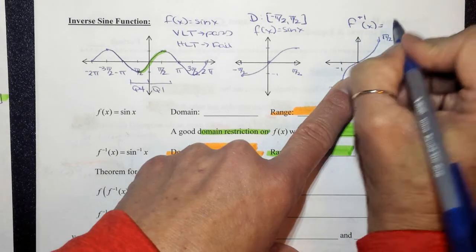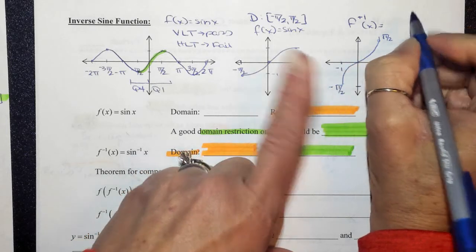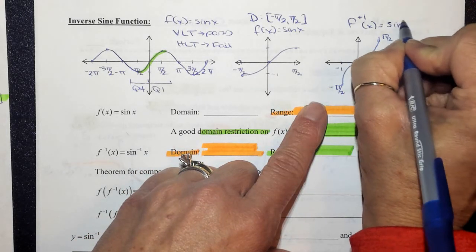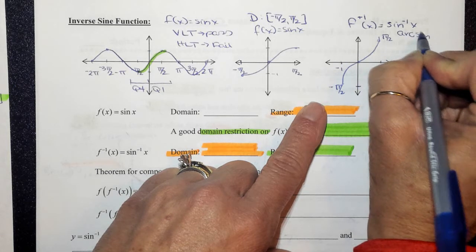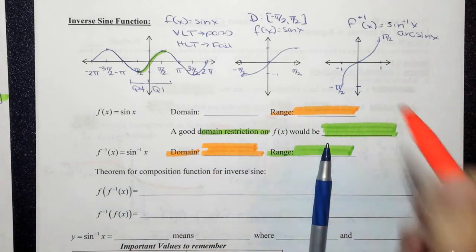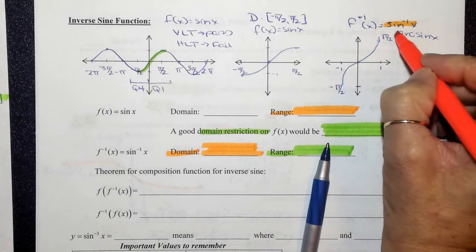Okay, which will be written a couple different ways. You've got either the inverse sine of x, or you could see it as the arc sine. So these are two common ways that you would see the inverse of sine.